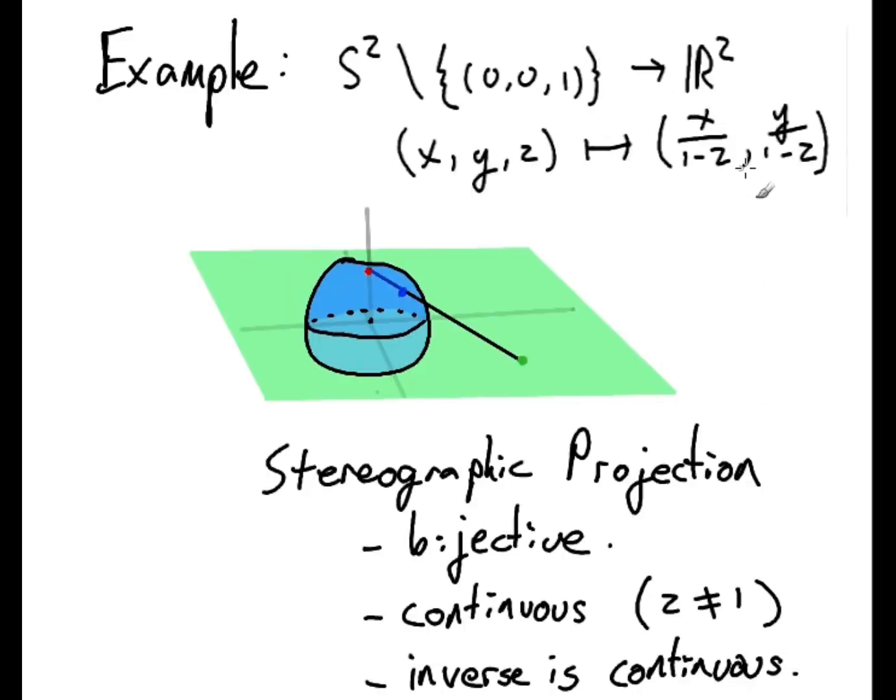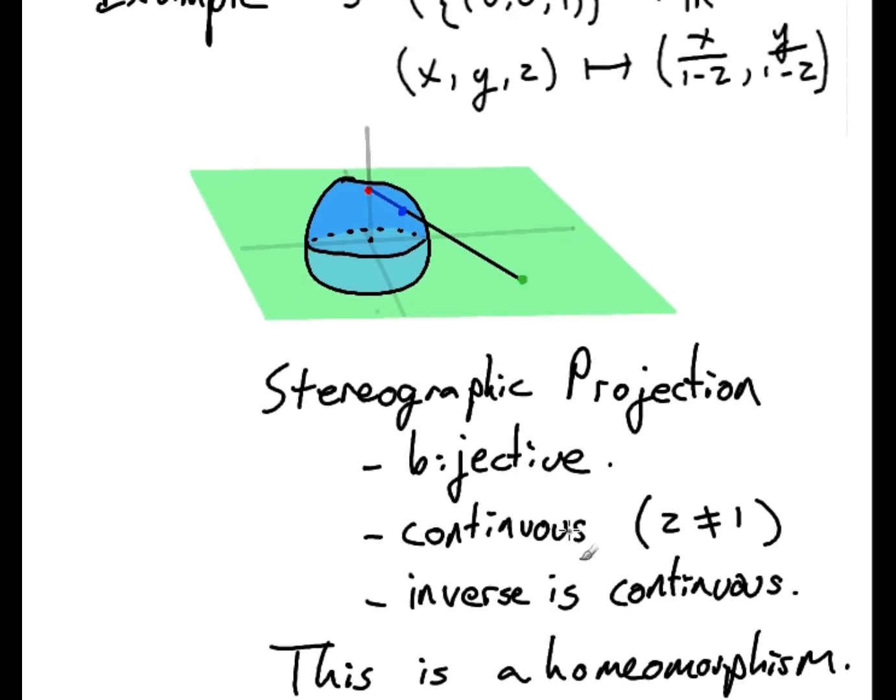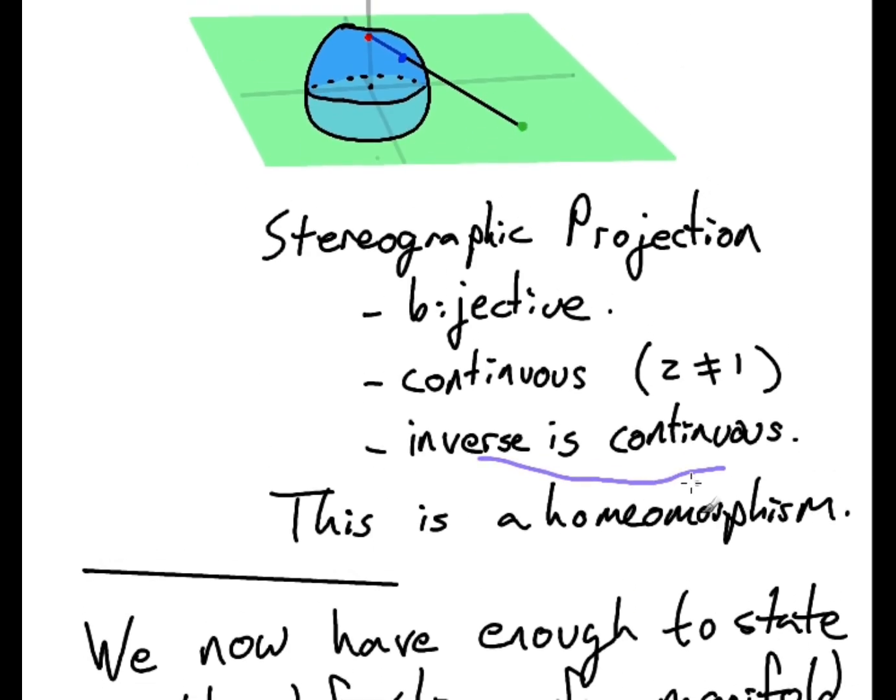And by mapping it to this point, I have created something that is bijective. It is continuous because we're taking out the North Pole. Z cannot be equal to 1, so it is continuous on its domain. And also, this is invertible, and the inverse is continuous. I won't prove that, but it is true, and you can check that out yourself. So, since it satisfies those three properties, this is also a homeomorphism.